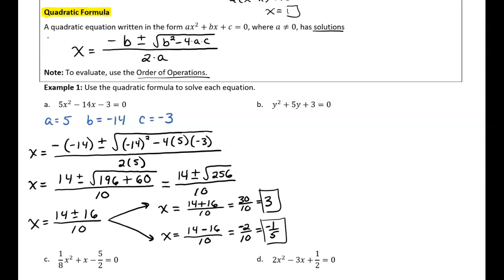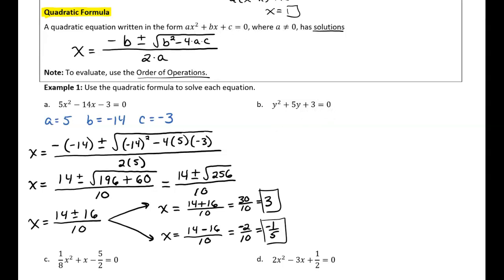Let's try another one. Let's try out b. We have y squared plus 5y plus 3 is equal to 0. So even though we have a different variable, we have a y, it's still in the right form. We have that variable squared plus 5 times the same variable plus a constant equals the 0. So we're good to go to use the quadratic formula.